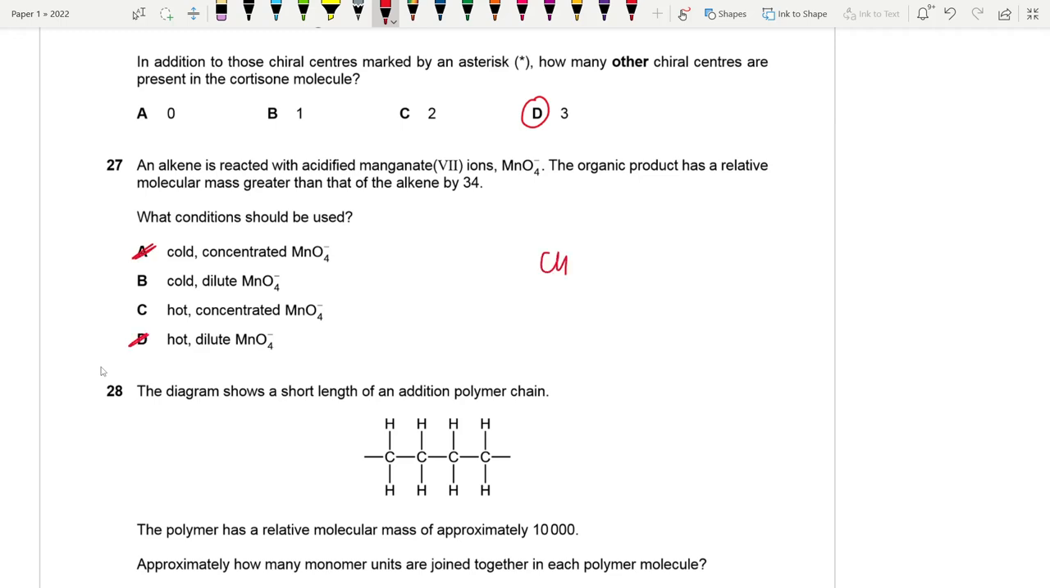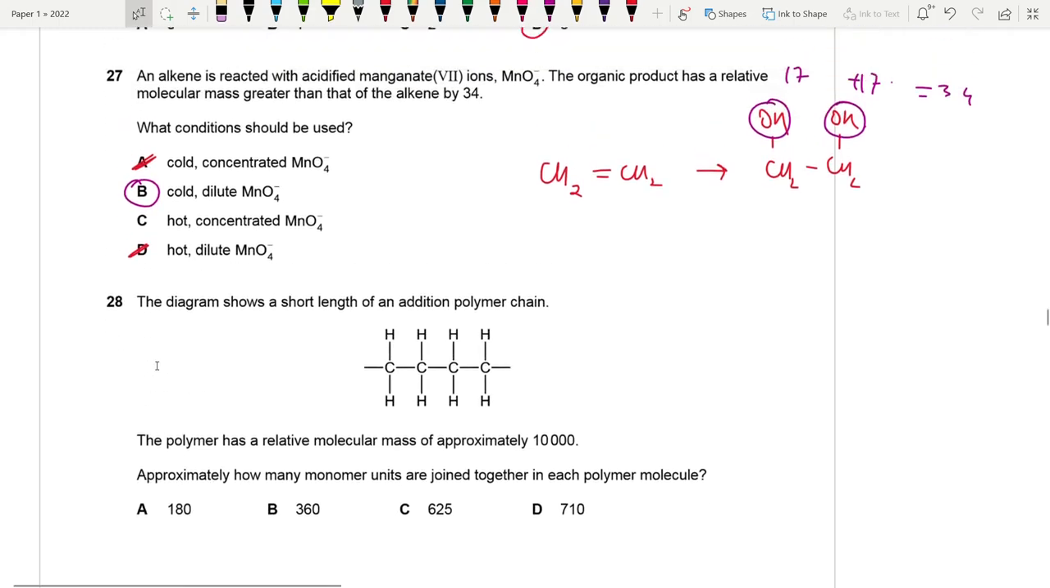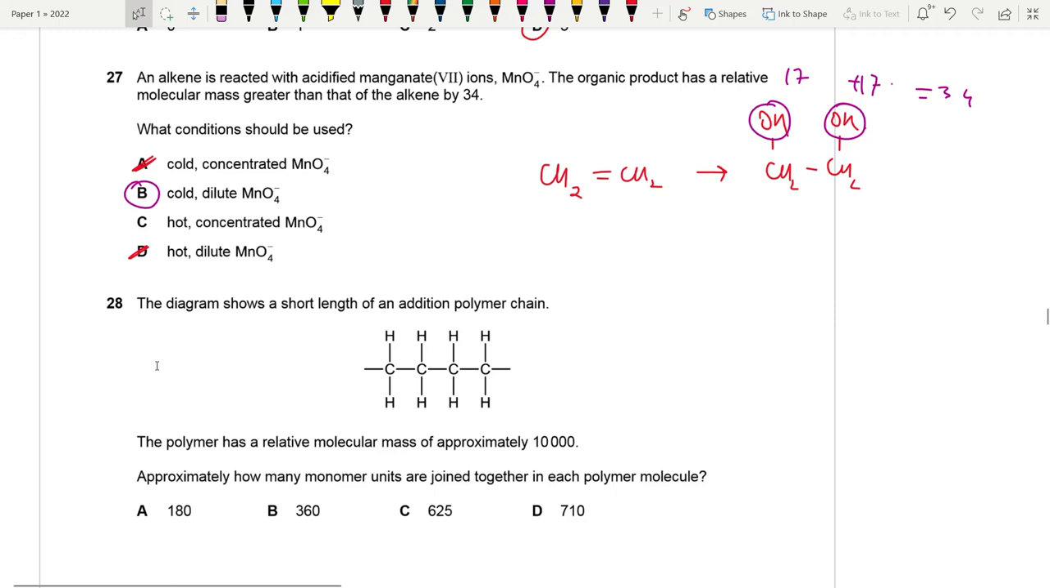Suppose we have CH2=CH2. After cold dilute KMnO4, we're gonna get CH2OH, CH2OH. So what's happening? Basically, two OH groups were attached. The Mr of OH is 16 plus hydrogen 1, so 17. 17 plus 17 gives us a value of 34. So it should be cold dilute KMnO4. Hot concentrated is too vast. There are too many possibilities.